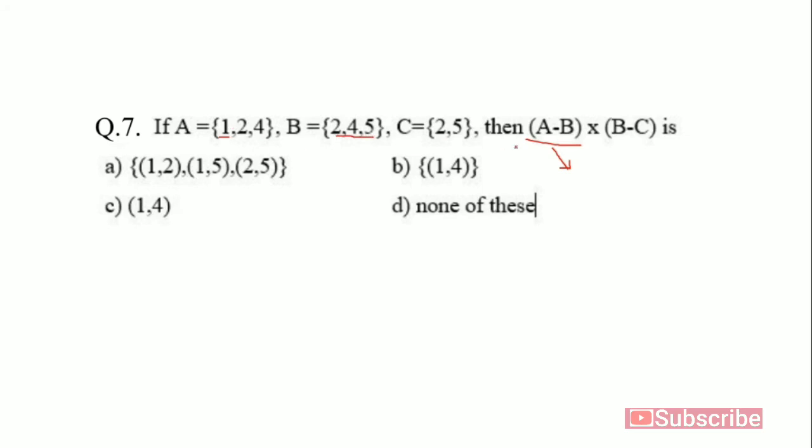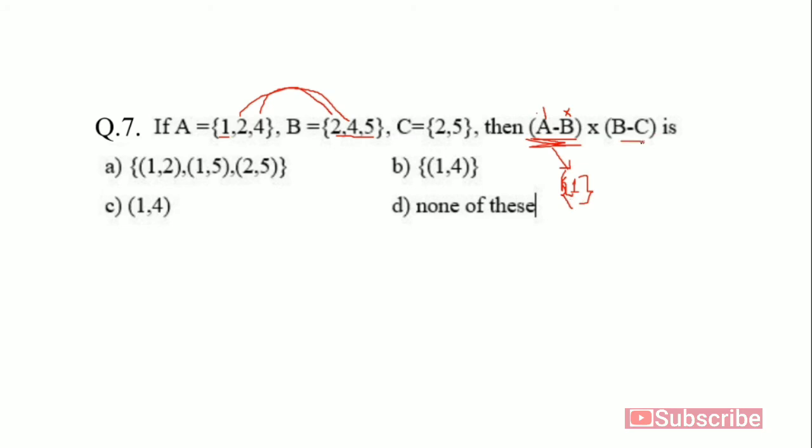Here the first element 1, 2 is in B, isn't it? This 2 is in B and 4 is also in B. So we cannot take these two elements. 5 is not necessary, because by definition A minus B means all those elements which are in A but not in B. So here A minus B is only this element 1.